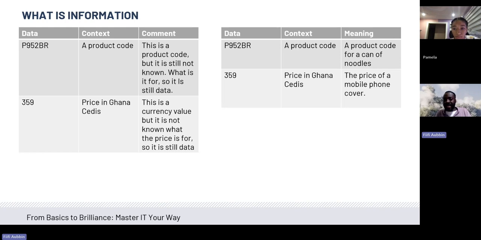And this is the price of a mobile phone cover in Ghana, 359 cedis. So once I give meaning to it, now it's becoming what? Information. Is it clear? Yes. I want you to give me one example of data, give it a context, and give it a meaning.